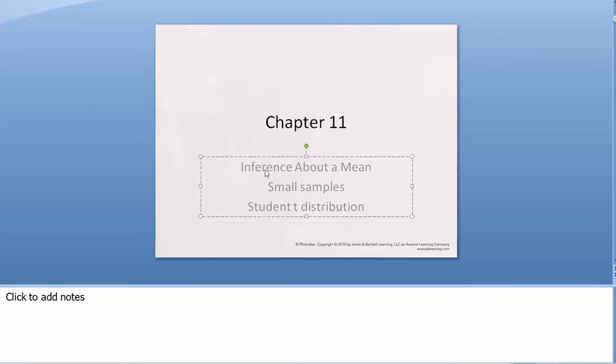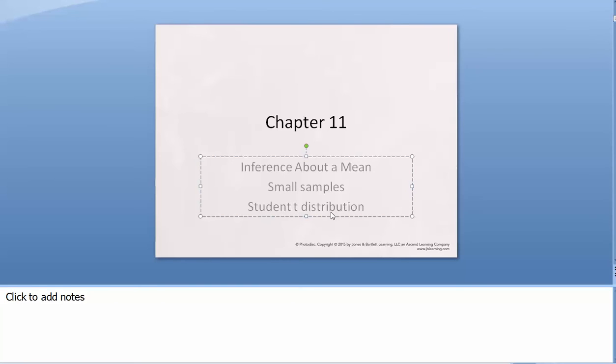Now, of course, it's about inference about a mean, but when we have small samples, remember in the previous chapters, we always had sample size to be at least 25. So how do we deal with a situation when you have less than 25? In such situations, we need to work with a different distribution called the student t distribution.